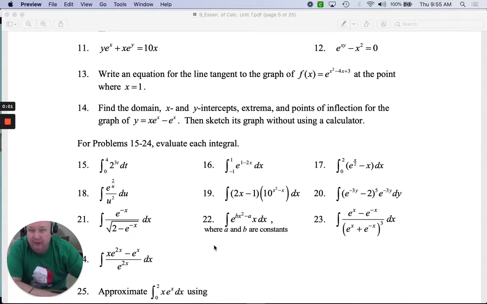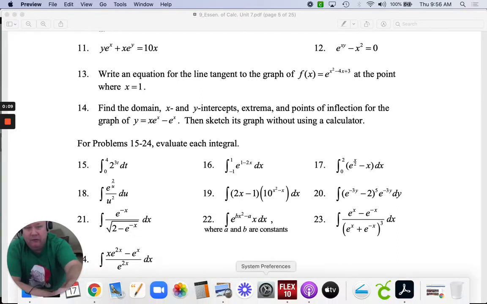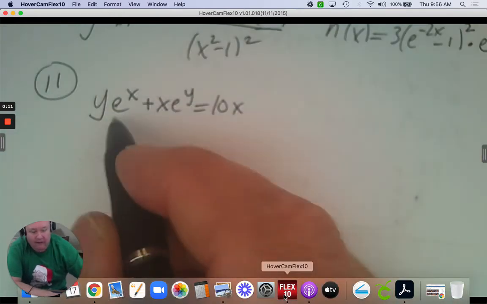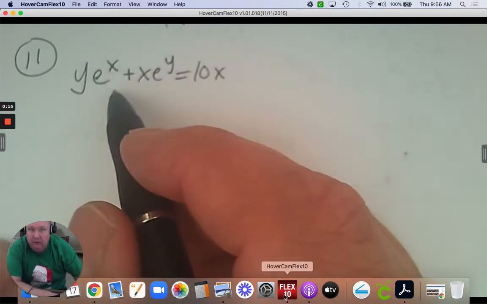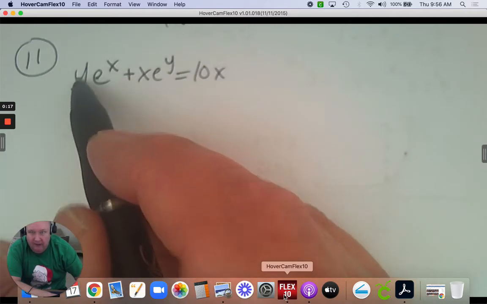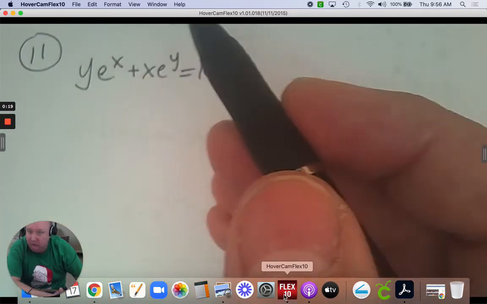This is number 11. That's where part 2 starts. I want to take the derivative. This is all to do with derivatives and integration of exponentials. So when x and y are mixed together, this is going to be done implicitly, and be aware when it's the product rule. So y times e to the x is a product rule.